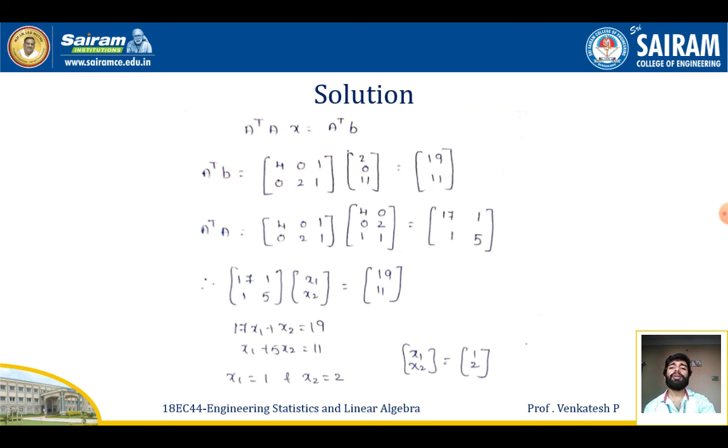If I do A transpose A, I'll be getting the matrix 17 1, 1 5. So now I'm going to incorporate this in the above equation. I'll be getting the matrix 17 1, 1 5 times x1, x2 is equal to 19, 11. On simplifying, I'll be getting 17 x1 plus x2 is equal to 19, x1 plus 5 x2 is equal to 11. On solving these equations for two unknowns, I'll be getting x1 is equal to 1, x2 is equal to 2. So the value of the x matrix will be given by 1 and 2.